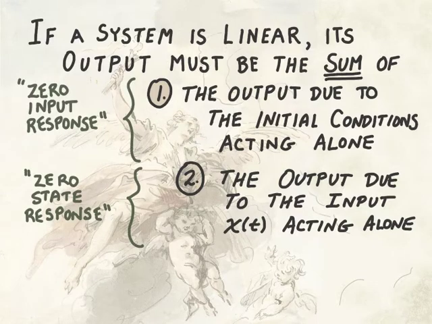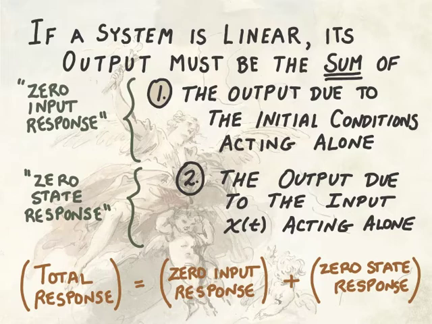The output due to the initial conditions acting alone is referred to as the zero input response, and the output due to the input x of t acting alone is referred to as the zero state response. Throughout this course, we'll develop various methods to find the zero input response and the zero state response. The system's output due to both initial conditions and to the input is referred to as the total response. And for a linear system, the total response is the zero input response plus the zero state response.